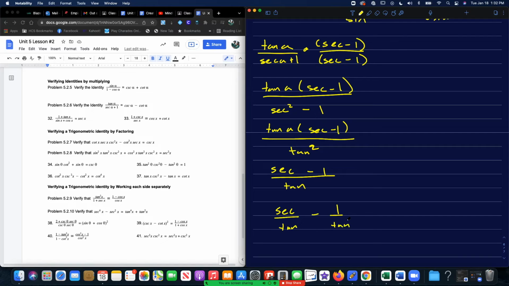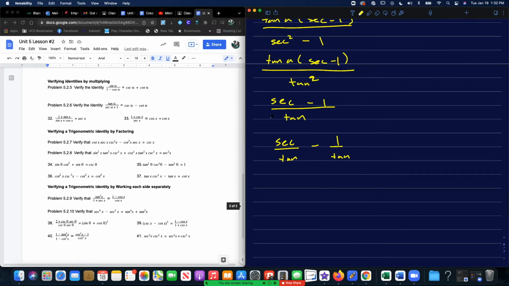And we know secant over tangent, basically that's going to be 1 over cosine, and then times... Now remember, tangent is sine over cosine. So if it's in the denominator, keep, change, flip. We're going to do cosine over sine, which the cosines will cancel, and you're left with cosecant of alpha minus 1 over tangent, which is cotangent of alpha, and we have proved the identity.